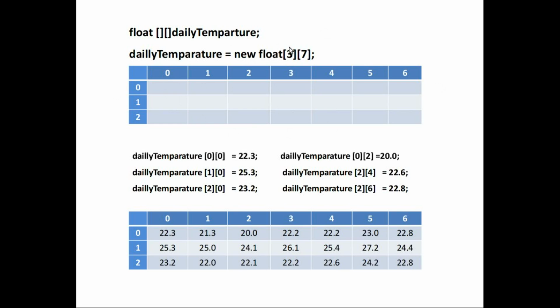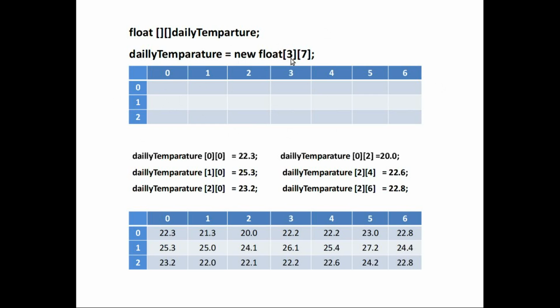We say new float, same as we initialize a 1D array, but in this case we have a 2D array, and we pass in the number of rows. We are declaring this array, we are instantiating an array with 3 rows, which is 1, 2, 3, from 0. So row 0, row 1, row 2.